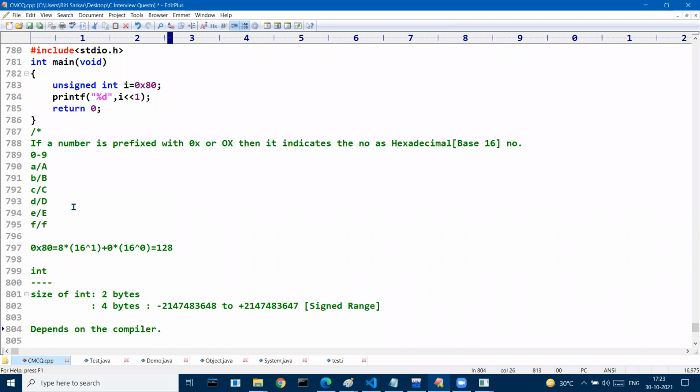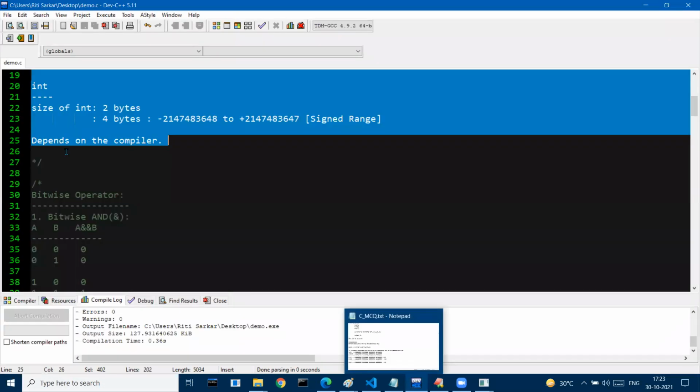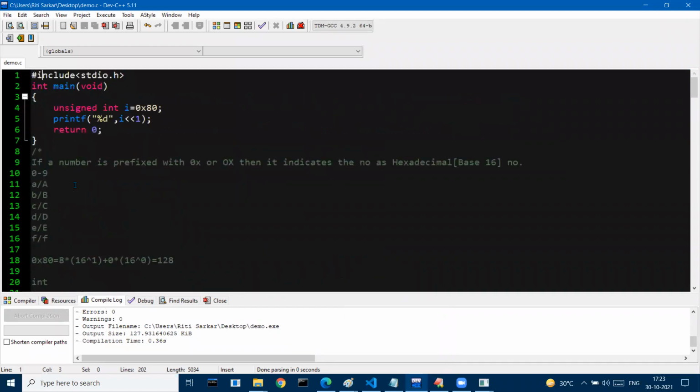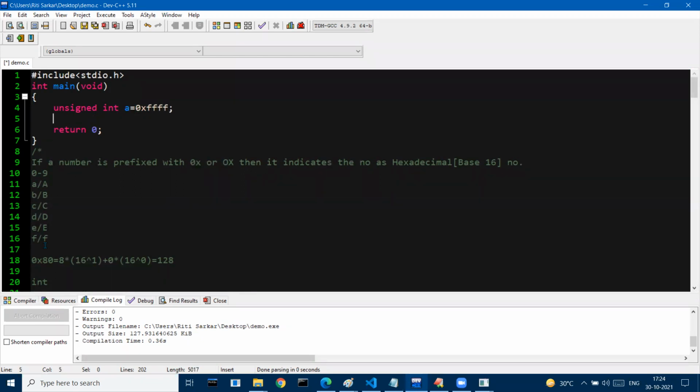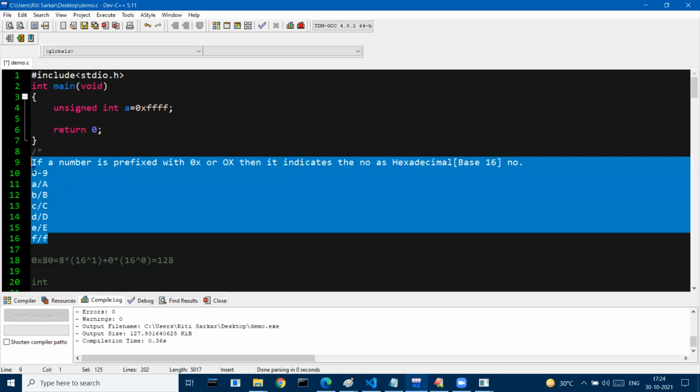Okay, sir. So signed, unsigned, we completely understood. Let us go for another example here. Suppose, for example, unsigned int a is equal to 0x for hexadecimal, and I'm writing all F. All are F, because F, just now you have learned, is a valid hexadecimal number.